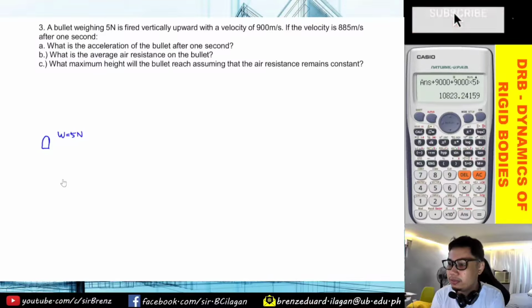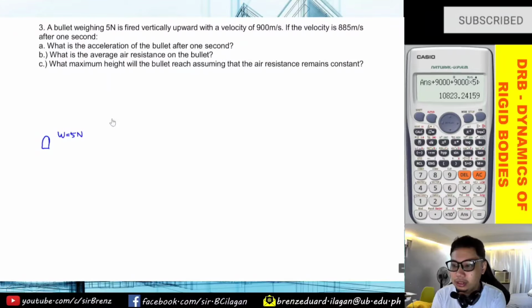So the first thing that we need to do here is to compute for the acceleration. And sa nakikita ko, this will be a deceleration. Ano? So, bumagal kasi yung bullet. Which is correct naman kasi vertically upward yung projectile niya o yung trajectory ng bullet. So, babagal talaga siya due to the gravitational pull.